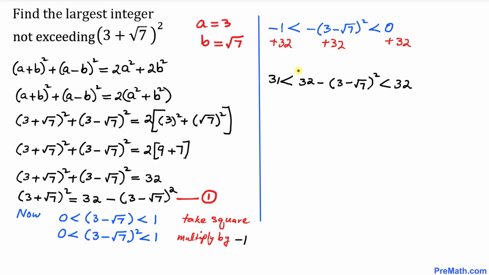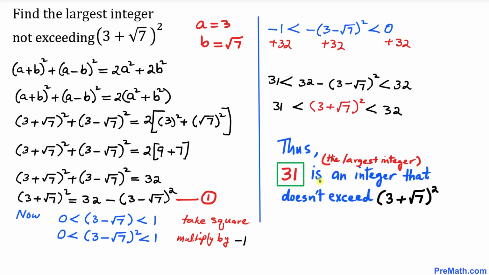And let's notice one thing: this 32 minus (3 minus square root of 7) square, from equation 1, is equal to this quantity, which is (3 plus square root of 7) square. So I am going to replace this middle part by (3 plus square root of 7) square, and everything else is the same. So this is greater than 31 and less than 32. Thus 31 is the largest integer that does not exceed this number, (3 plus square root of 7) square.